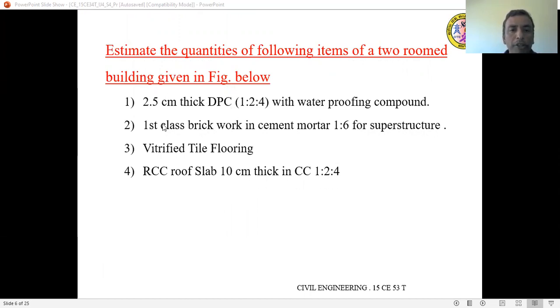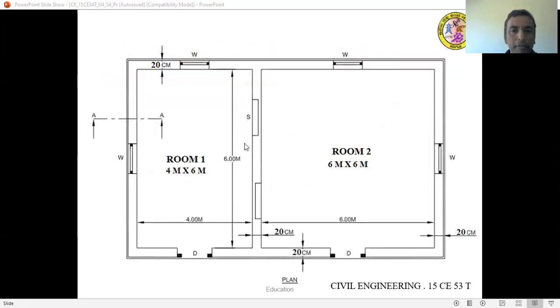Items 1 and 2 are calculated by using the long wall, short wall method only. For items number 3 and 4, you can use any method. They can be easily calculated by the general method.